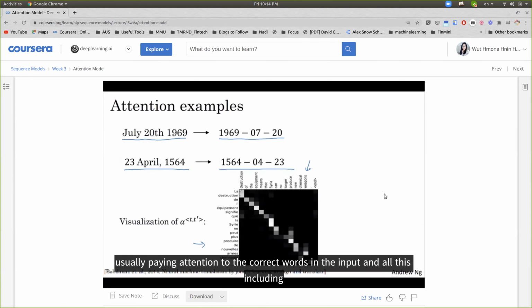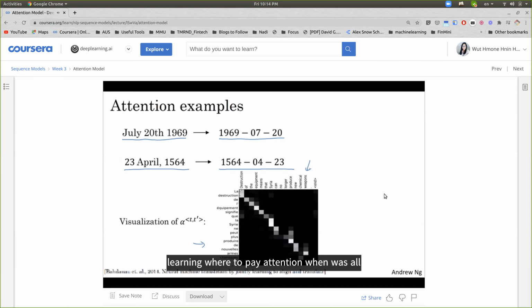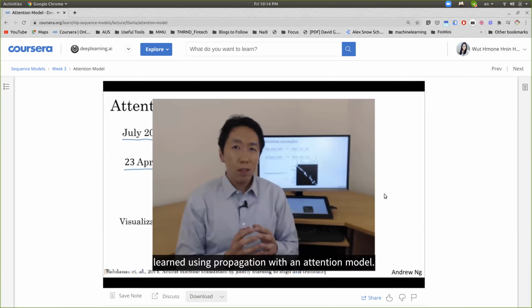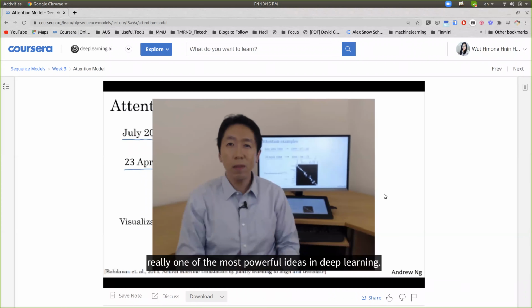And all this, including learning where to pay attention when, was all learned using backpropagation with an attention model. So that's it for the attention model, really one of the most powerful ideas in deep learning. I hope you enjoy implementing and playing with some of these ideas yourself later in this week's problem exercises.